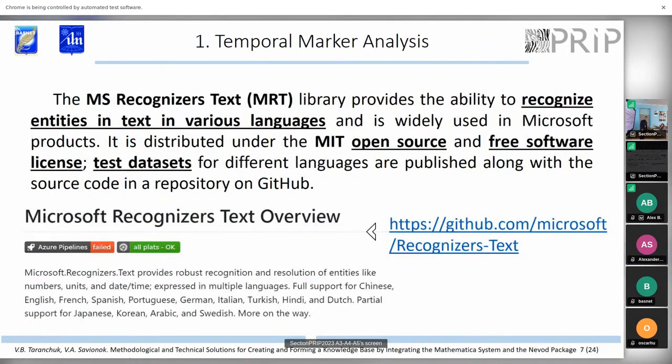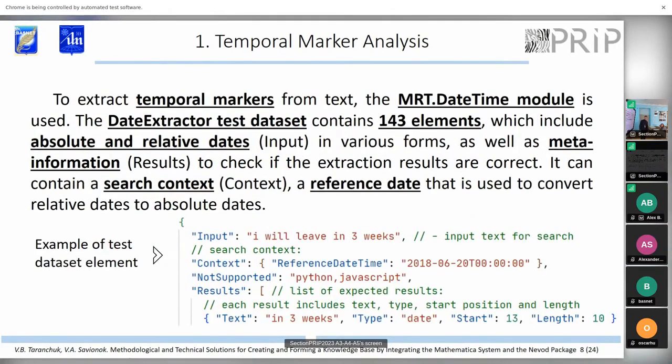So next, please. One of the popular tools for entity recognition and text extraction is Microsoft Recognizers-Text, MRT. It provides the ability to recognize entities in text in various languages, but excluding Russian and Belarusian, nevertheless. It is distributed under an open source MIT license and is actually free software. And they have a GitHub repository, here is the link. It provides test data sets, which can be used to verify the completeness of the tools.